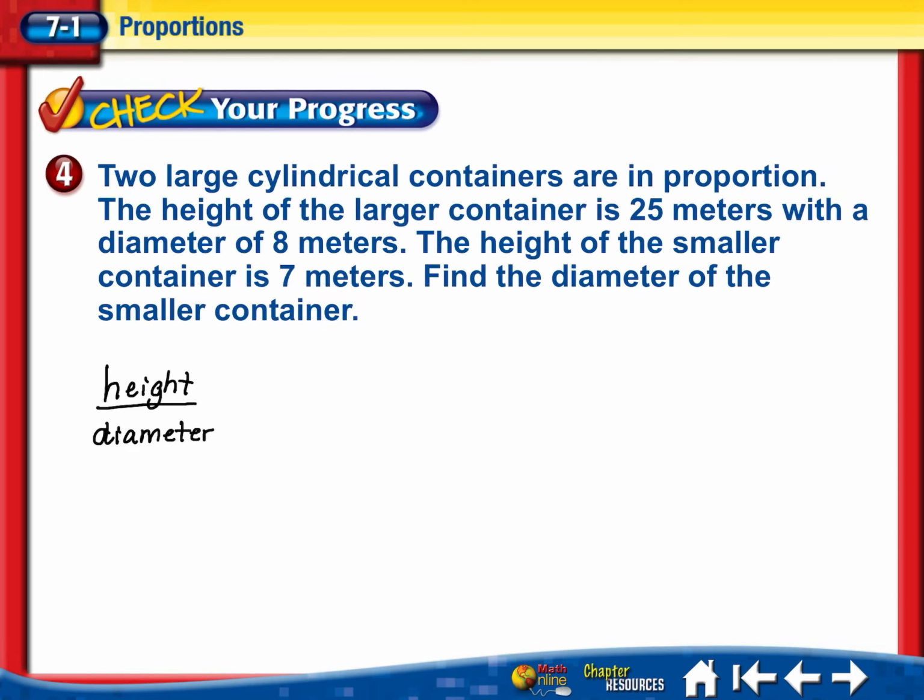All right, so I'm going to do the larger one first. So if I do my larger container, if I do the height, that's 25 meters over a diameter of 8 meters. The height of the smaller container is 7, and the diameter we don't know, so I'm going to call that x again. When we cross multiply, we get 25x is equal to 56, because 7 times 8 is 56. And then if we divide both sides by 25, we get x is 2.24, and that is in meters.